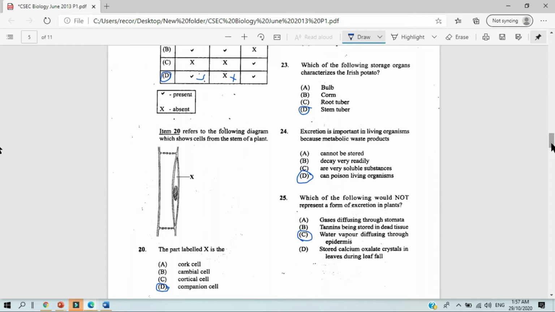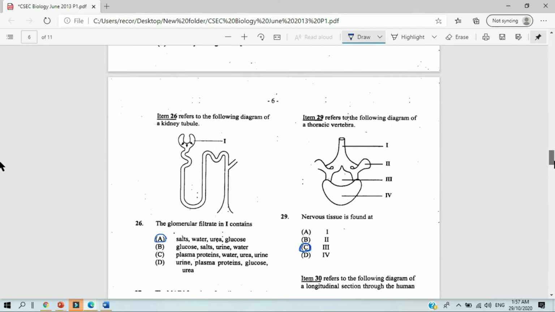25, which of the following would not represent a form of excretion in plants? And remember the word not. All the others are excretion, so your answer is going to be C, water vapor diffused through the epidermis. And we spoke about the epidermis earlier. Just above the epidermis would be the waxy cuticle, so we wouldn't have water really diffusing there. The bulk of that diffusion takes place through the stomata, which are concentrated on the lower side of a leaf.